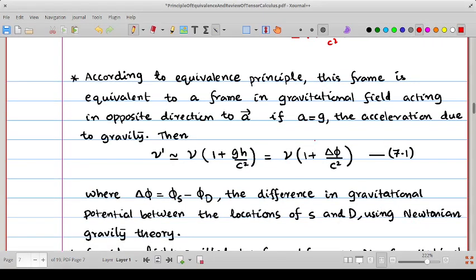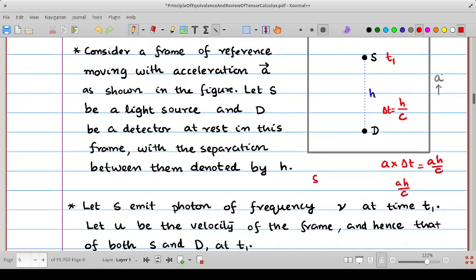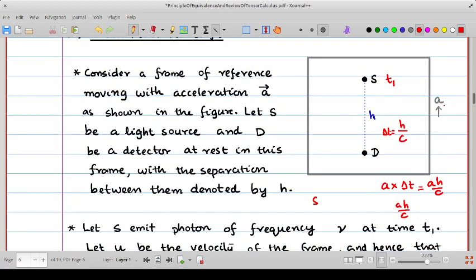Now, according to the equivalence principle, this frame, which is moving with a constant acceleration a, should be equivalent to a frame in a gravitational field acting in the opposite direction with the magnitude of acceleration equal to the acceleration due to gravity. So, this frame of reference, which is accelerating with an acceleration a in this direction, should be equivalent to a non-accelerating frame of reference in a gravity field with acceleration due to gravity acting downwards in this direction with g equal to a.